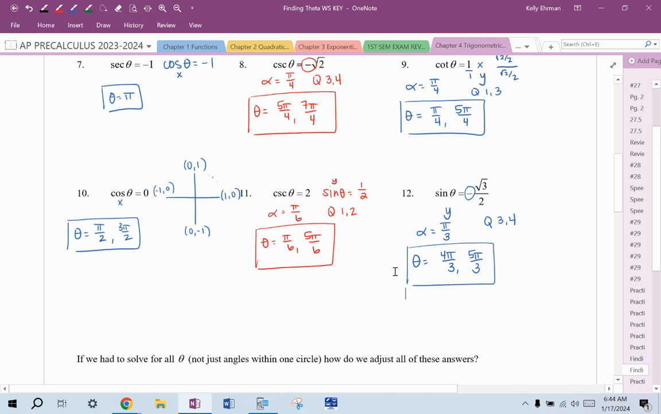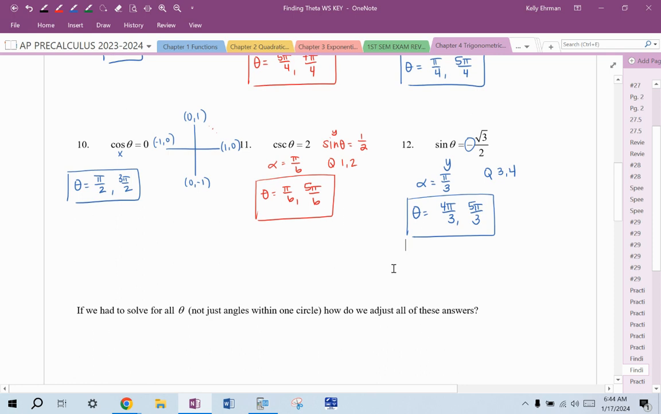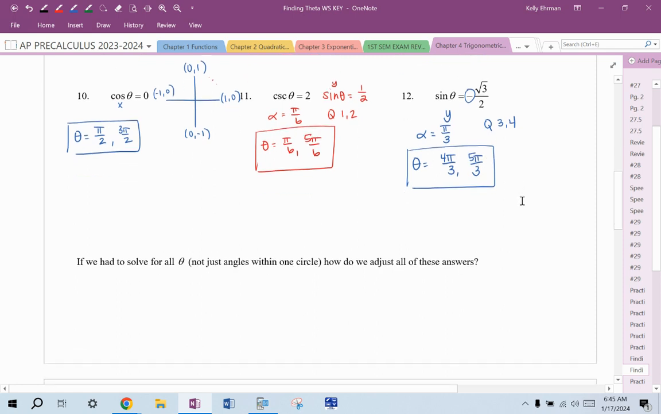All right, and then last question down here. If we had to solve for all theta, not just angles within one circle, how do we adjust all of these answers? So if I wanted to know for this last one, these are the two angles within one circle. We talked about this in our notes. The idea here is list all possible coterminal angles. So how do we do that?